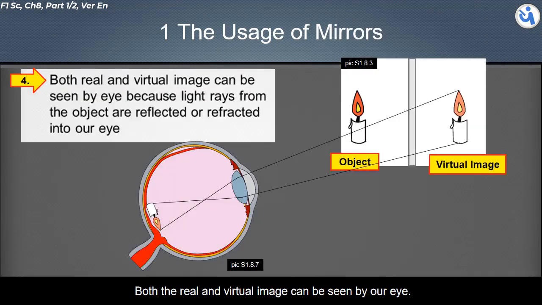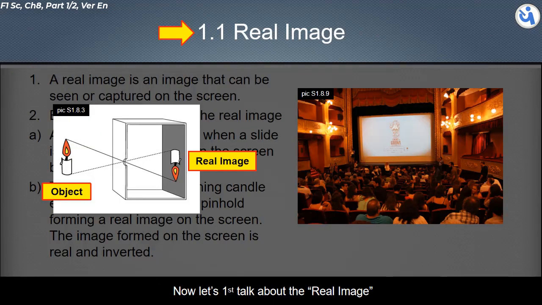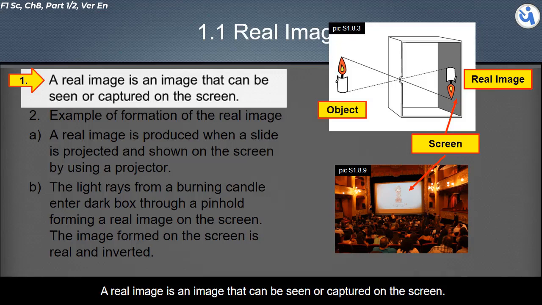Both the real and virtual image can be seen by our eye, because light rays from the object are reflected or refracted into our eye. Now, let's first talk about the real image. A real image is an image that can be seen or captured on the screen.